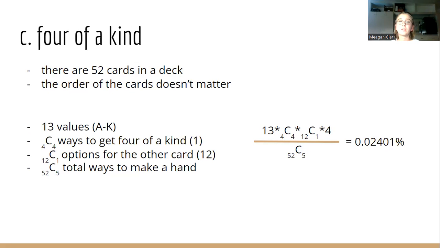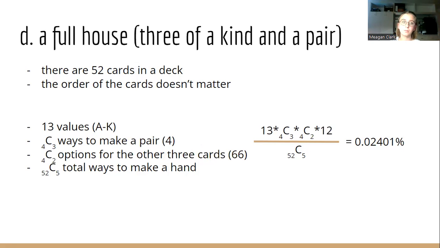Part C is 4 of a kind. Once more, 52 cards in the deck. The order of the cards doesn't matter, and there are 13 values. There are 4C4 ways to get 4 of a kind, 12C1 options for the other card. There are 4 suits for that final card. And then once more, 52C5 ways to make a hand, giving you 0.02401% chance of getting 4 of a kind.